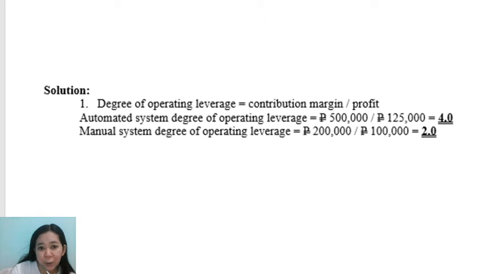So for the solution, for number one, the degree of operating leverage is equal to contribution margin over profit. For the automated system, its degree of operating leverage is 4. For the manual system, it's 2.